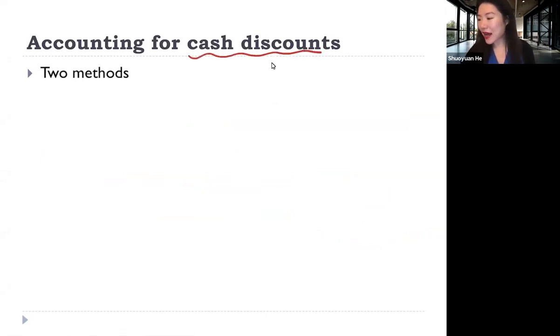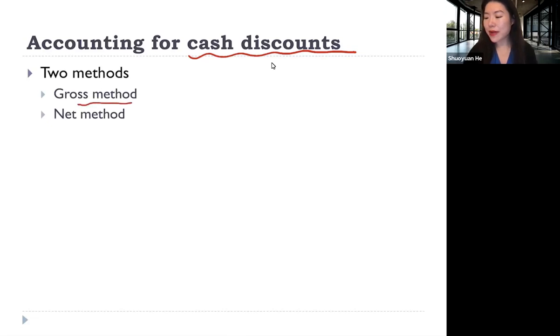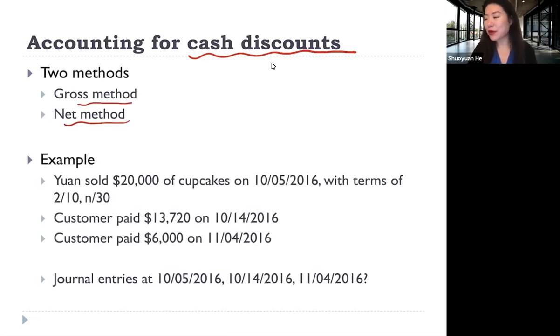Now let's look at cash discount. For cash discount, we have two methods to account for it. One is called the gross method, the other is called the net method. And let's first look at an example here. So if I sold $20,000 of cupcakes on October 5th, 2016, with terms of 2 out of 10 and out of 30. So the customer needs to pay me back within 30 days. But if they pay me back within 10 days, I will give them a 2% discount.